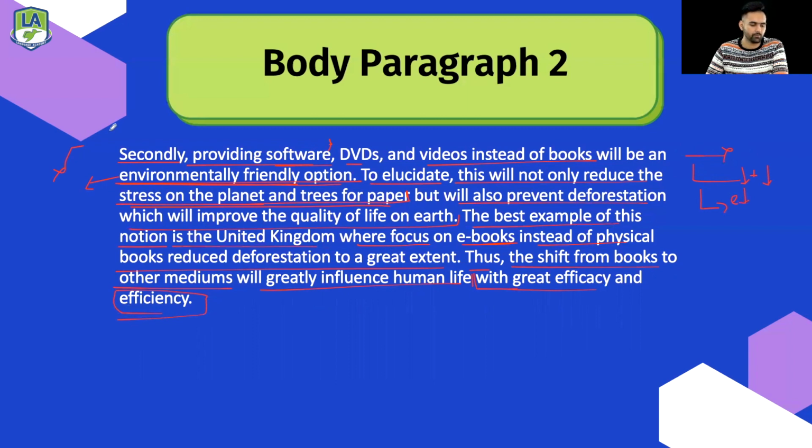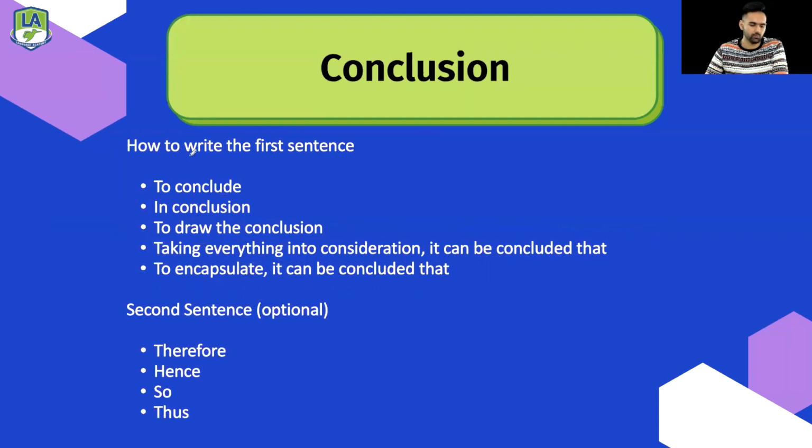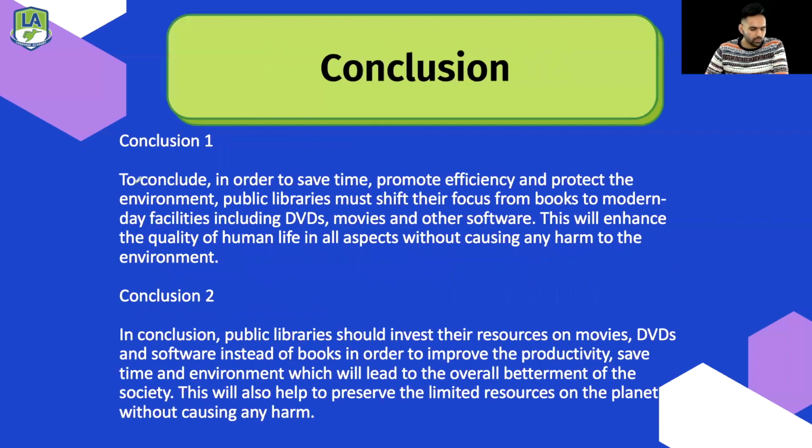So we are done with body paragraph 2, as simple and easy as that. And then we'll move on to conclusion, two sentence conclusion. To conclude, in conclusion, to encapsulate, taking everything into consideration. Therefore, hence, so, thus. In conclusion, you don't really have to add any new idea. Conclusion is basically the summary of your BP1 and BP2. You just need to readdress or restate whatever you have discussed in BP1 and BP2.